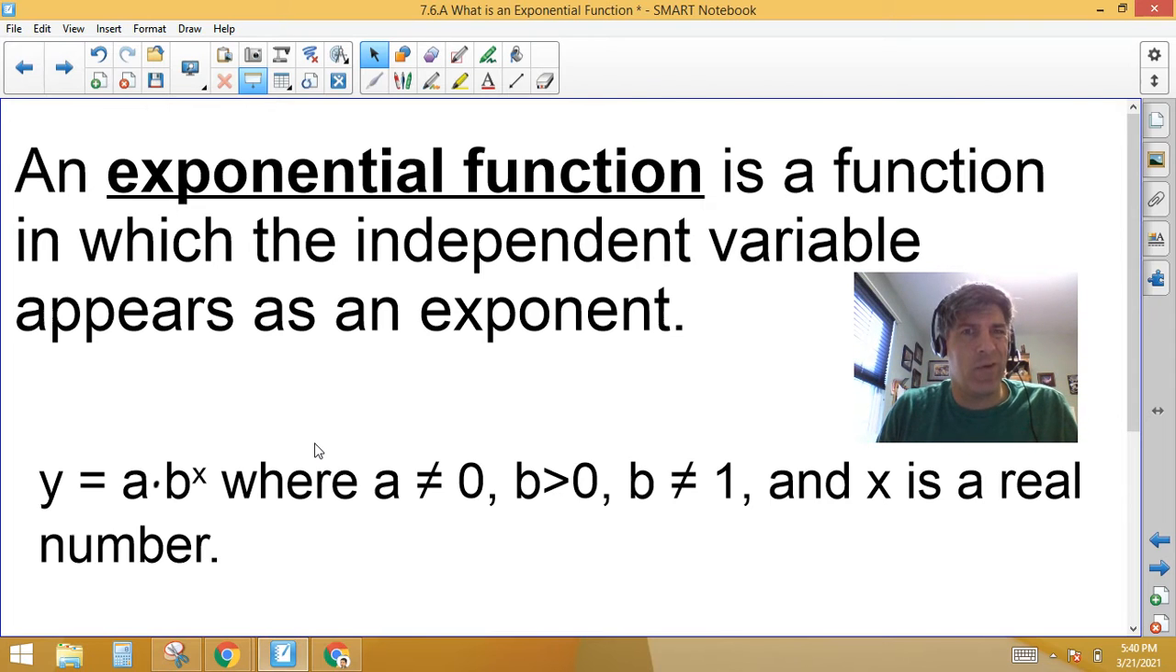Any thoughts on why it can't be 1? It can't be 1 because if we have 1 as my b and the exponent, pick any exponent you want, 1 to any exponent will be 1. Therefore, it wouldn't be exponential, it would just be linear. So that's why b cannot be 1. It can be any value bigger than 0, but not 1. And then x, your exponent, has to be a real number.